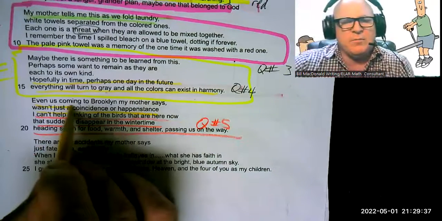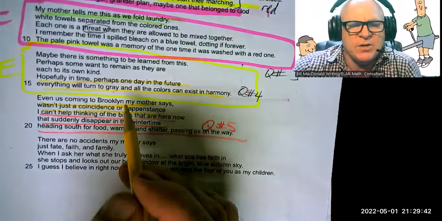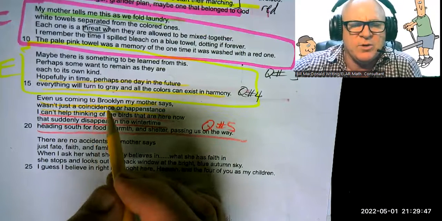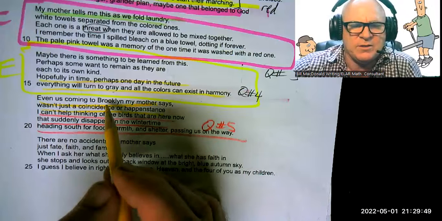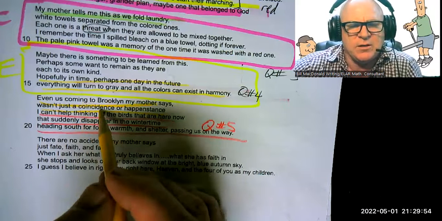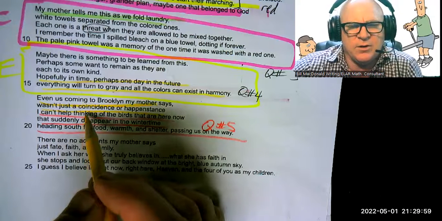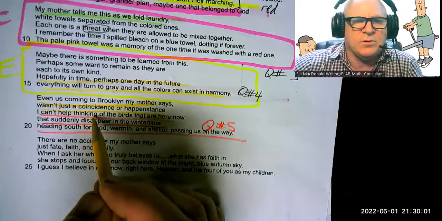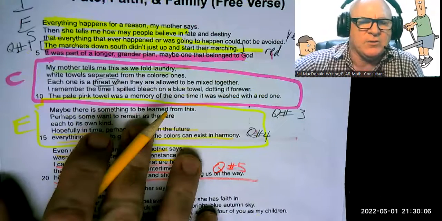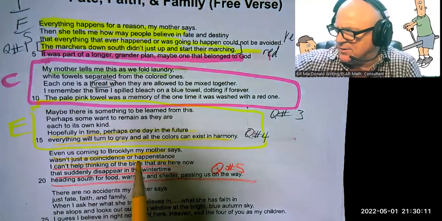So let's see what the mom says on line 16. Even us coming to Brooklyn, my mom says, wasn't just a coincidence or happenstance. Okay, so us moving from one place to another wasn't just happenstance. And then all of a sudden she starts thinking even the birds moving are doing it for a reason. So if we look all the way to line 1, everything happens for a reason, my mother says. So that sounds like that could work for the first letter.